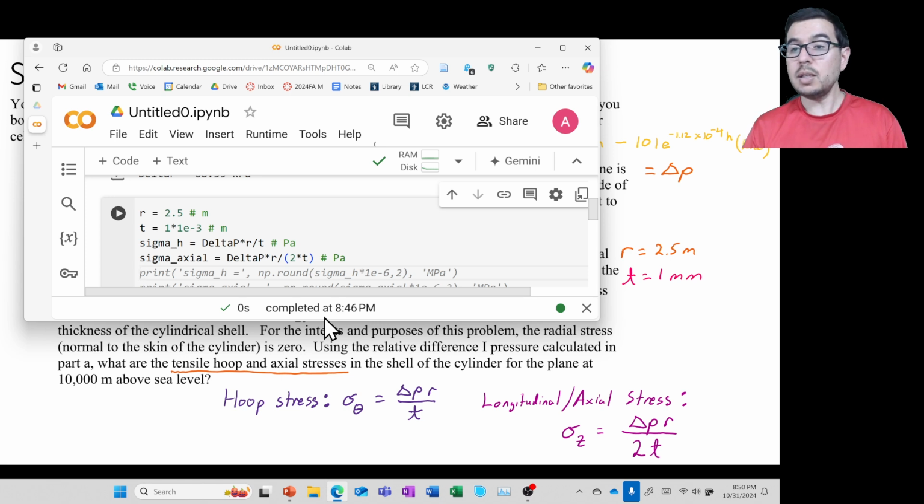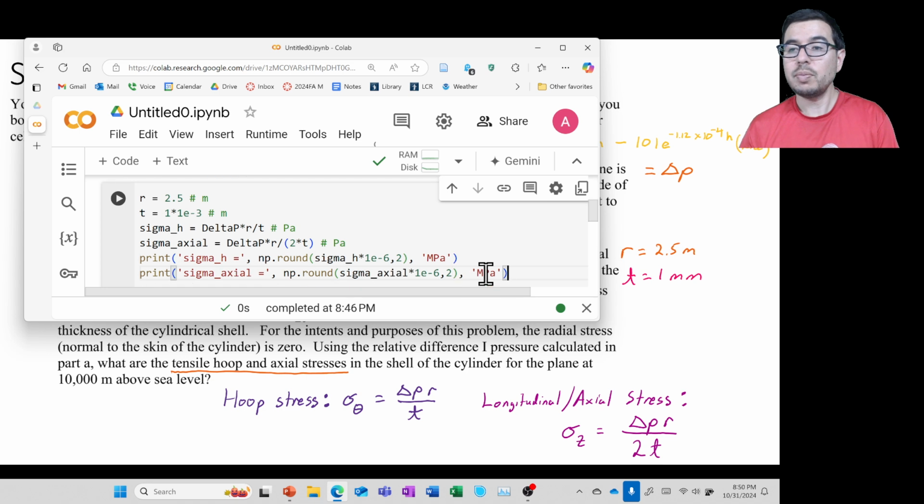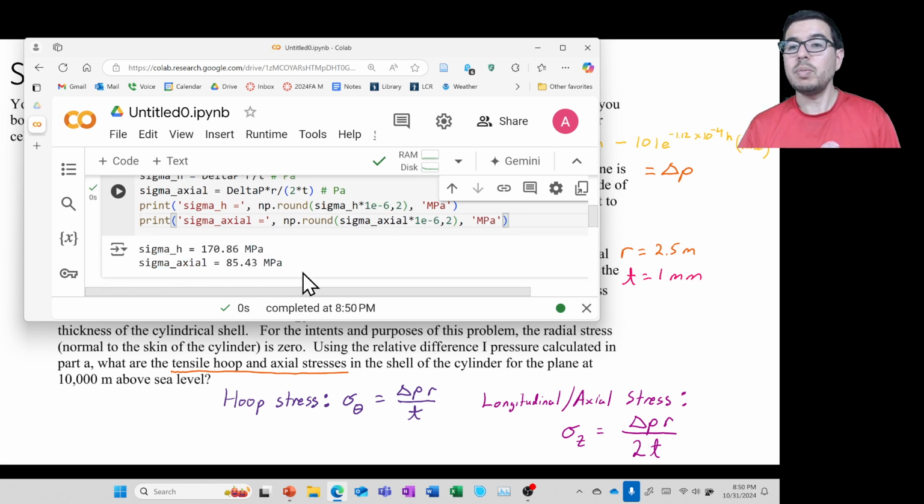It thinks I know what I want it to do. Let's see if it's true. Sigma H is equal to this, times 1e-6, fine. That will give us a result in megapascals, and sigma axial will also give us a result in megapascals. That looks pretty good. When we come down, we get 171 megapascals for the hoop stress, and we get half of that value for the axial stress.